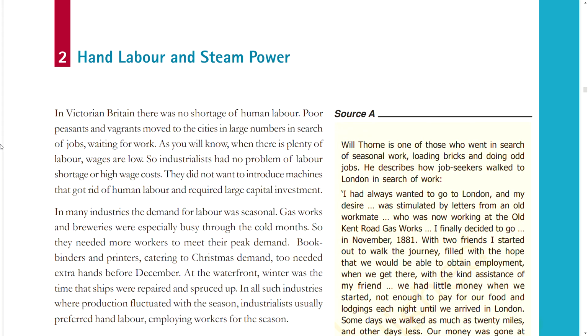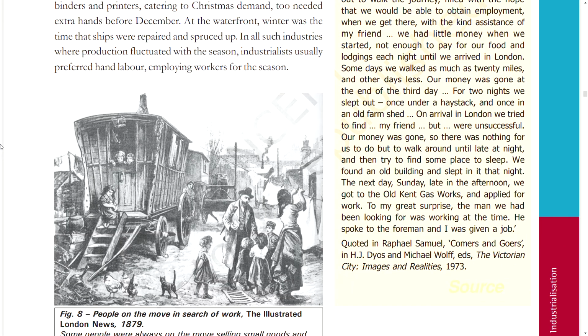Some days we walked as much as 20 miles and other days less. Our money was gone at the end of the third day. For 2 nights we slept out, once under a haystack and once in an old farm shed. On arrival in London, we tried to find my friend, but were unsuccessful. Our money was gone, so there was nothing for us to do but to walk around until late at night, and then try to find some place to sleep. We found an old building and slept in it that night. The next day, Sunday, late in the afternoon, we got to the old Kent gas works and applied for work. To my great surprise, the man we had been looking for was working at that time. He spoke to the foreman and I was given a job.